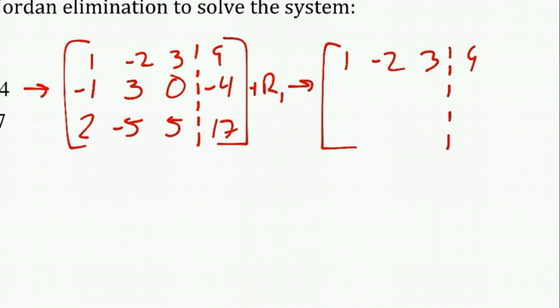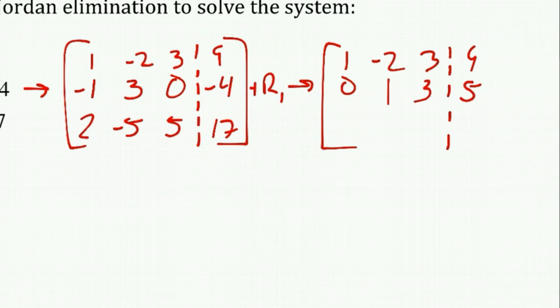Now we're going to take everything in row 1 and add it to row 2. So we have 1 plus -1 giving us 0. We have -2 plus 3 giving us 1. That's kind of nice. And then we have 3 plus 0 giving us 3. And then for our constants, we have 9 and -4 giving us a grand total of 5.